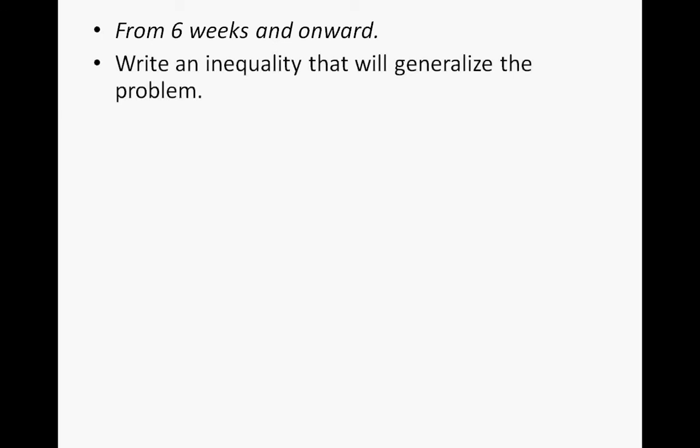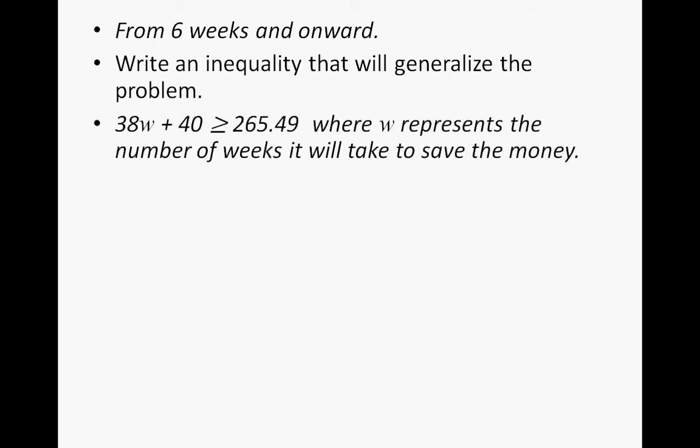So write an inequality that will generalize this problem. Well, $38 times the amount of weeks plus the $40 he already had saved up has got to be greater than or equal to $265.49. And again, the W represents the number of weeks it will take to save the money.